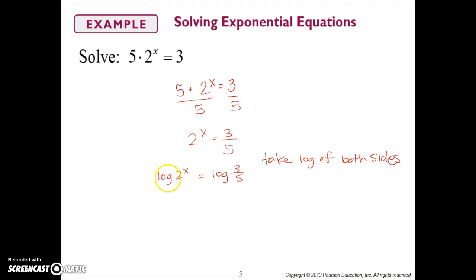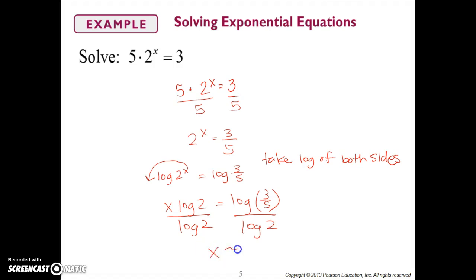Now that we've got the log of 2 to the x, now this x can come down. This can be x log 2 equals log 3/5. And now that we've got the x down as a coefficient, do you see that we just divide log 2 out? And we get x is equal to, it's not approximately, x is exactly equal to log 3/5 over log 2.